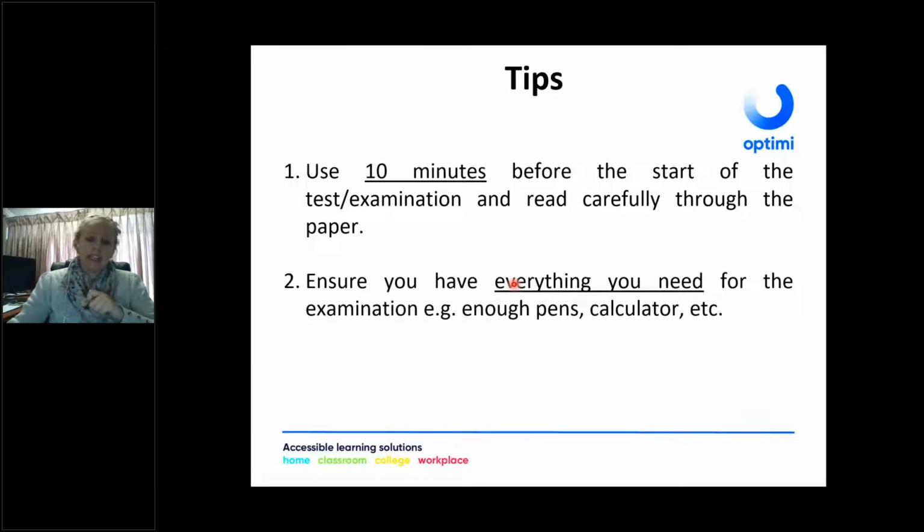The next step is to make sure that you have everything with you. For example, a pen or calculator or whatever you might need to complete this paper. Just a side note with regards to the pens, you may only write with a blue pen.